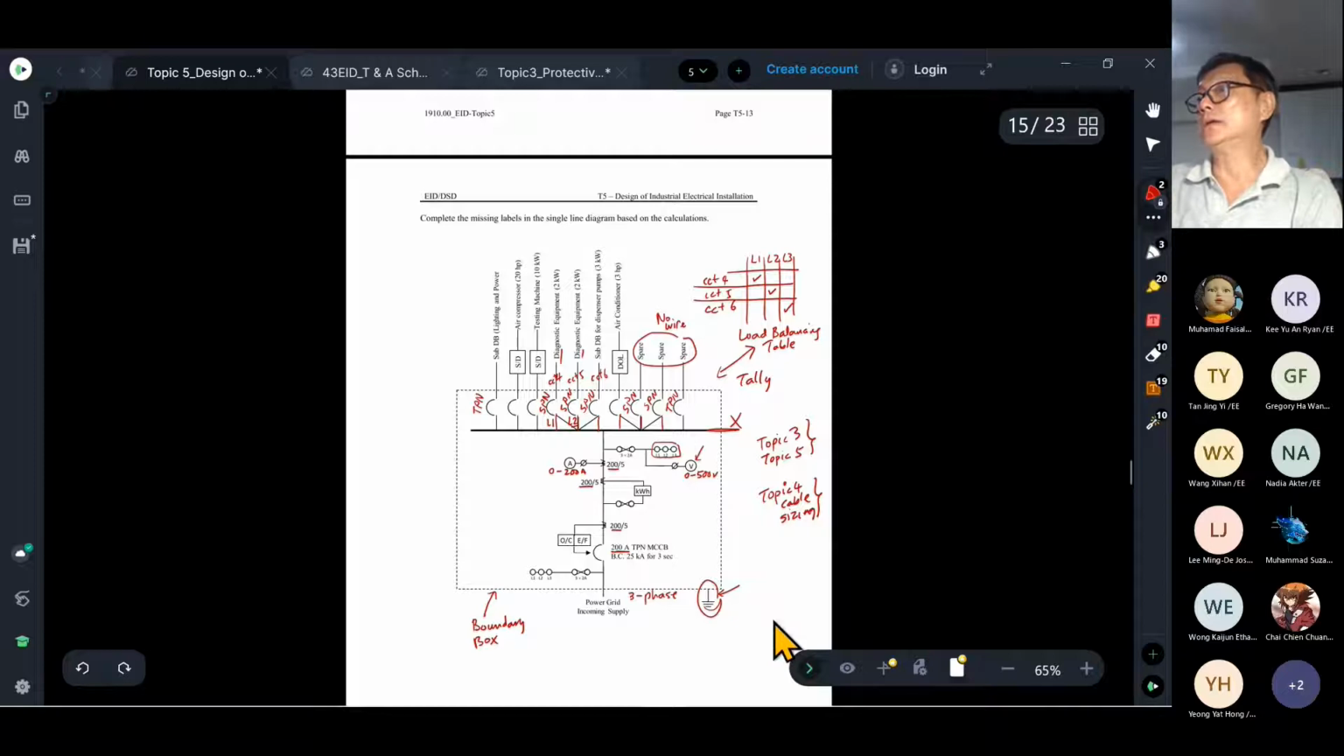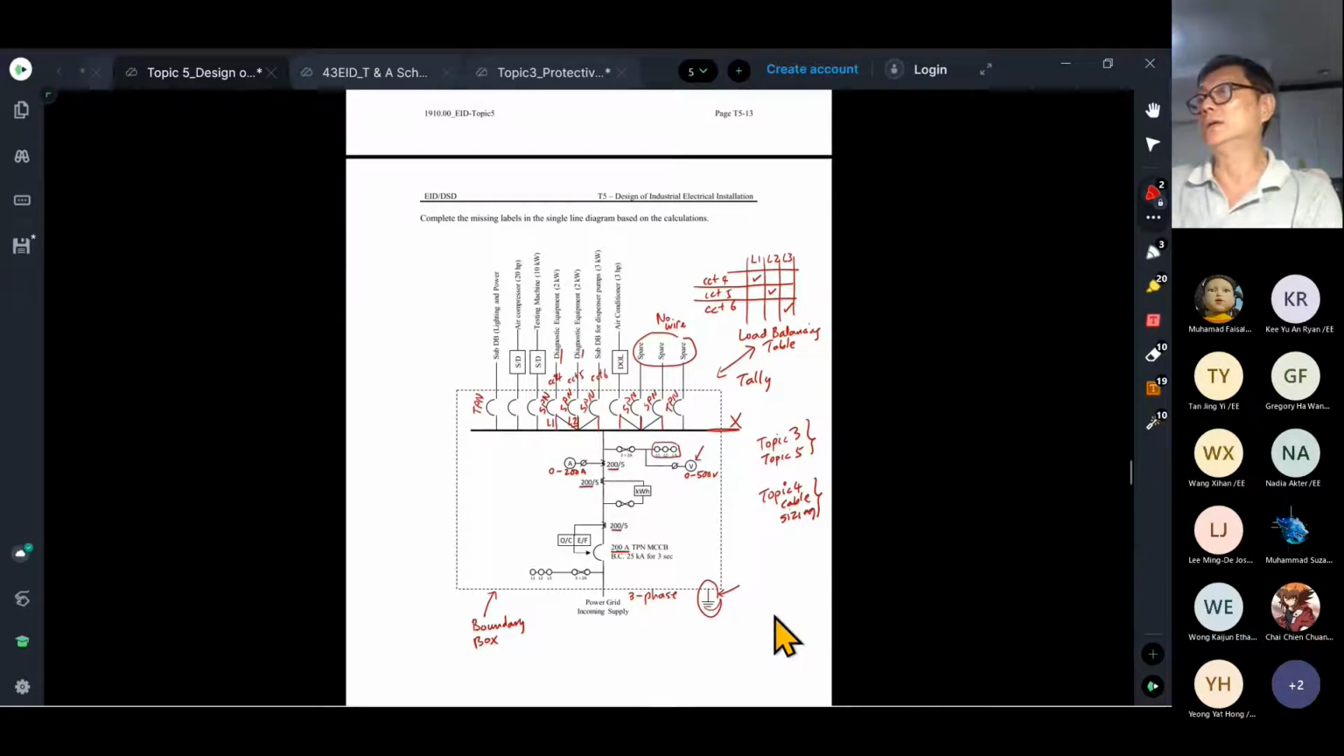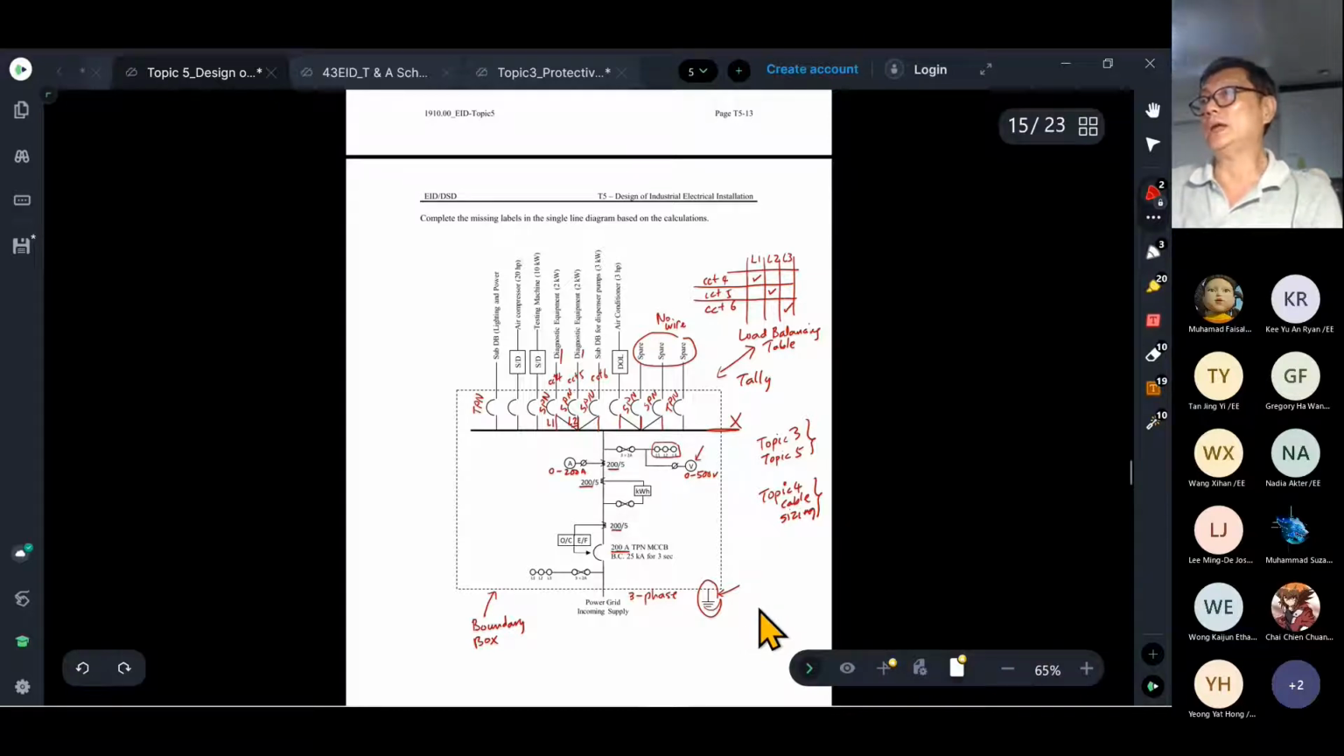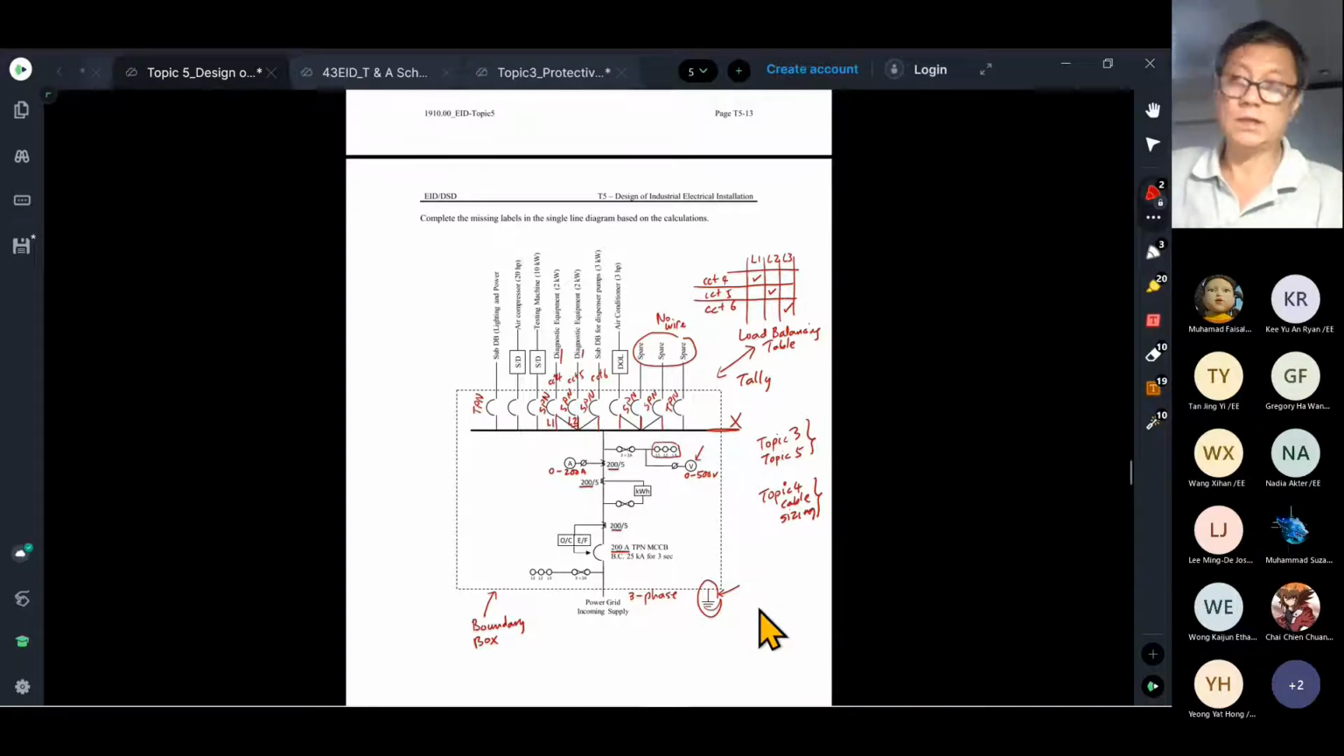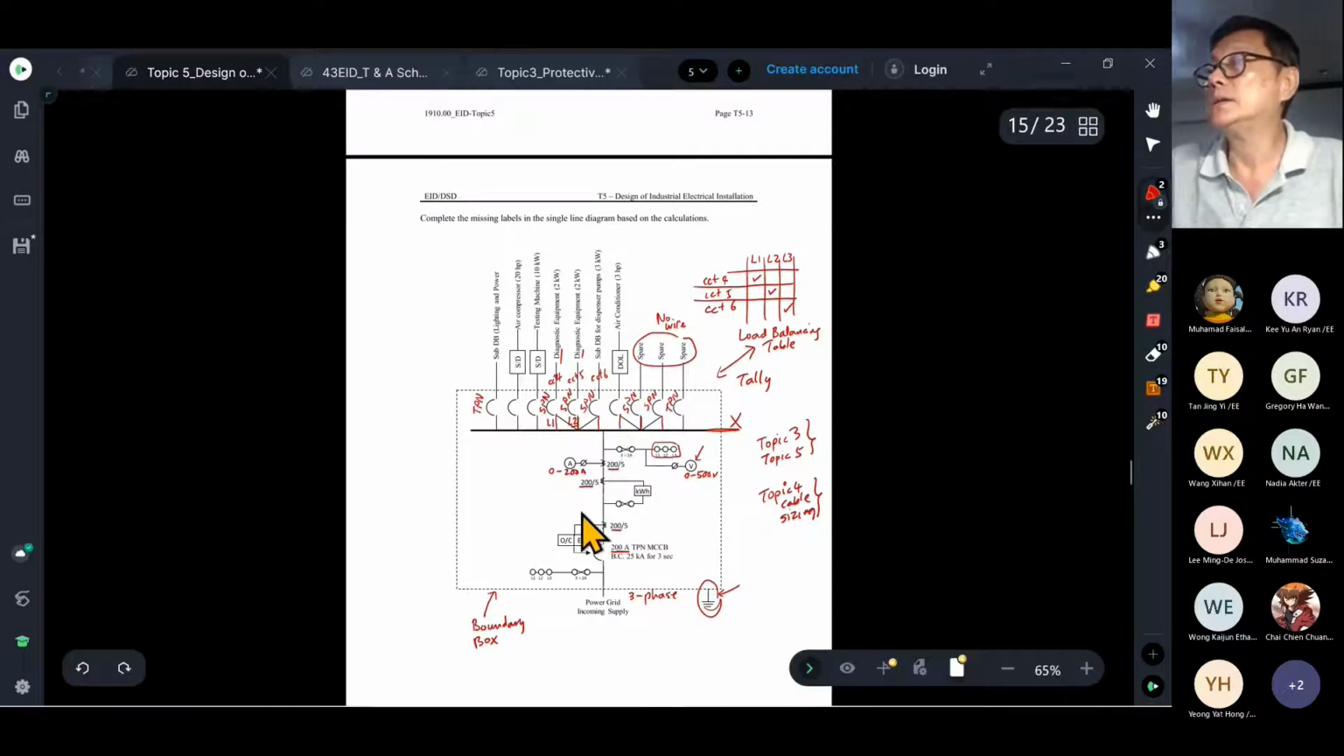Now because the load is much, much bigger than our house, I cannot use the single line diagram of our topic 2. Our topic 2 is only for our house because the load is very, very small. It's less than 100 ampere, right? So now my circuit breaker is okay. Maybe let me copy and paste this one. Easier to talk.